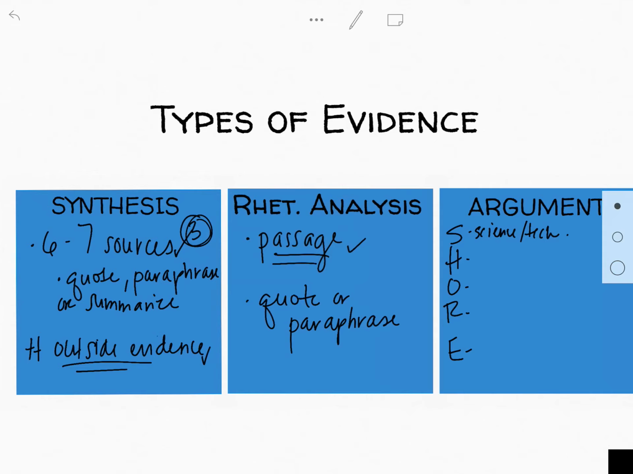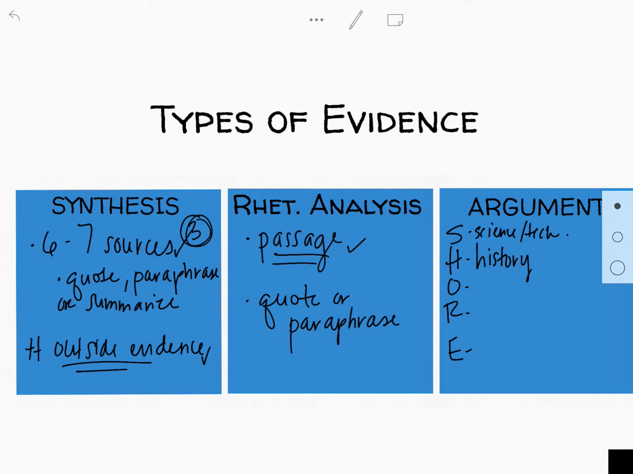So science and technology is what S stands for. So I can pull evidence from there. I can pull evidence from history. That's why I've been saying that paying attention in AP US history and US history is super important, because a lot of the best evidence comes from history, for sure.